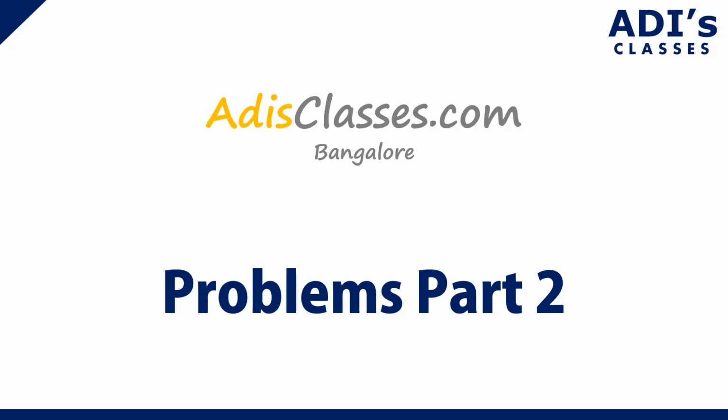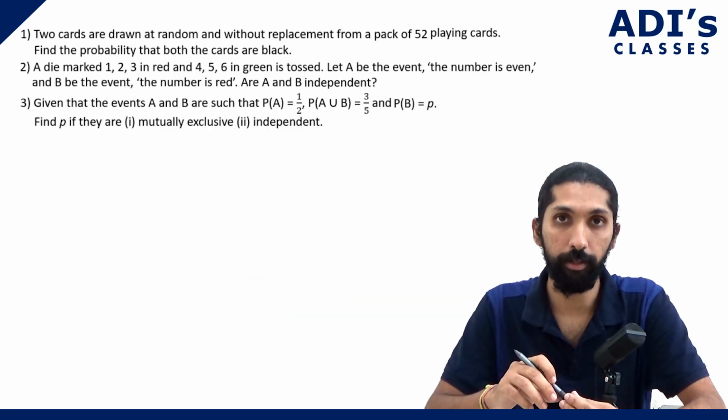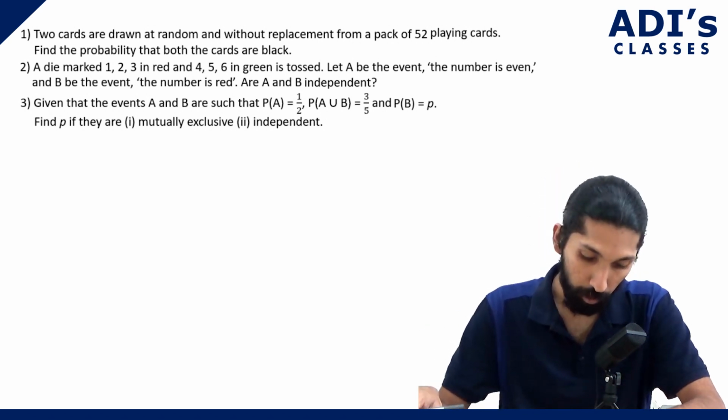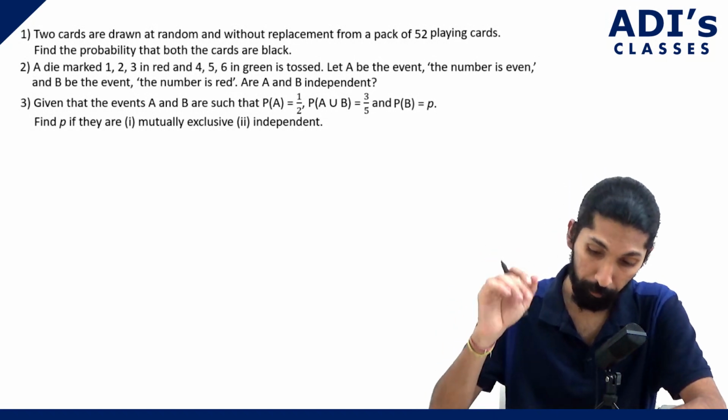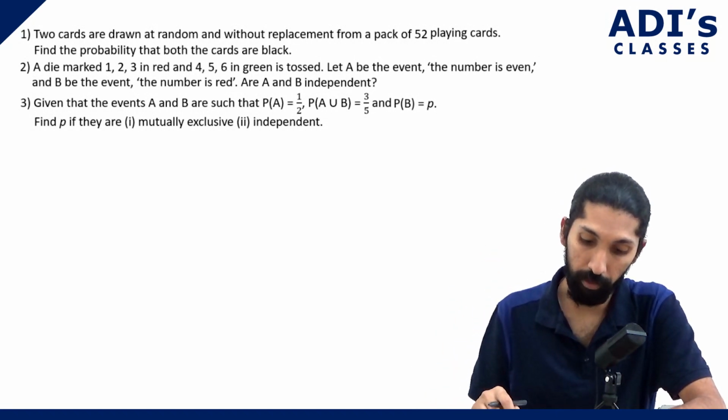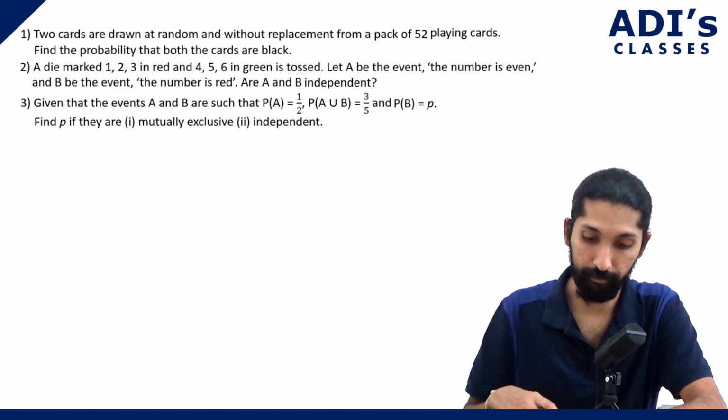Let's solve a few problems based on the previous concept, whatever we have learned. Look at the first one. Two cards are drawn at random and without replacement from a pack of 52 playing cards. Find the probability that both the cards are black.